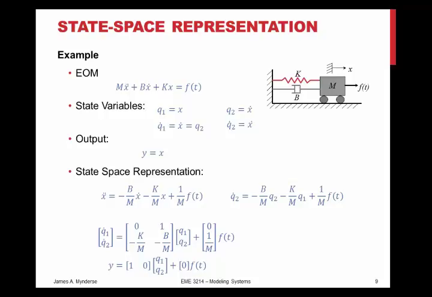output equation. Again, my output is just y equals x, and in this case that's y equals Q1 plus 0 Q2 plus 0 f of t. So there I go. I've got 2 states, 1 input, 1 output. But that's a slightly more difficult example.